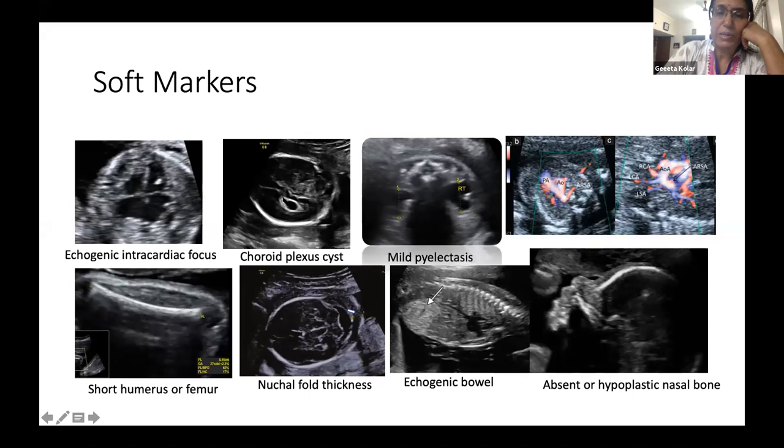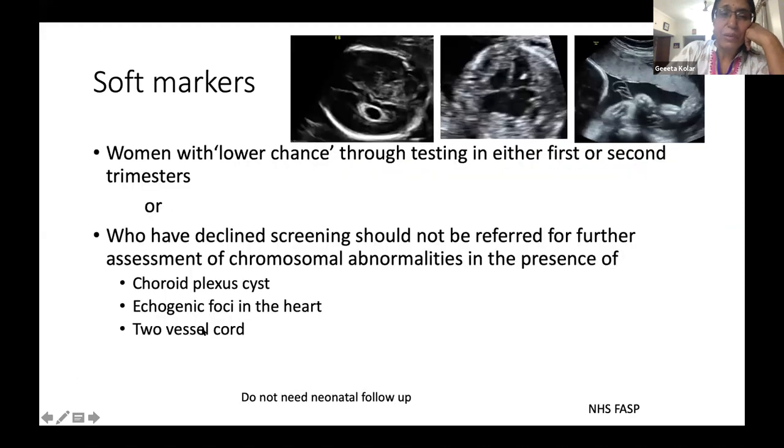Echogenic focus, CP cyst, pyelectasis, ARSA, unossified nasal bone, echogenic bowel, increased nuchal fold thickness. It is no more nuchal translucency. The terminology used is nuchal fold thickness and a short femur.